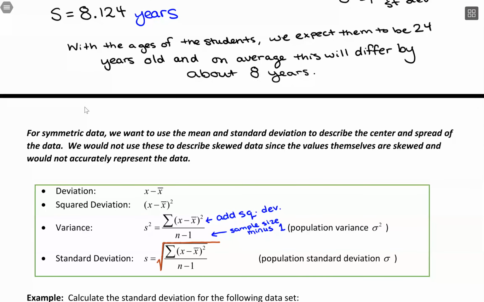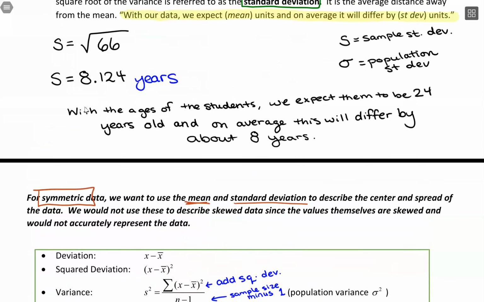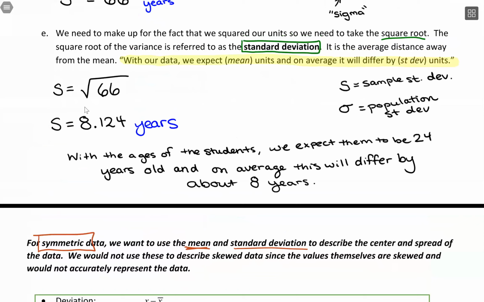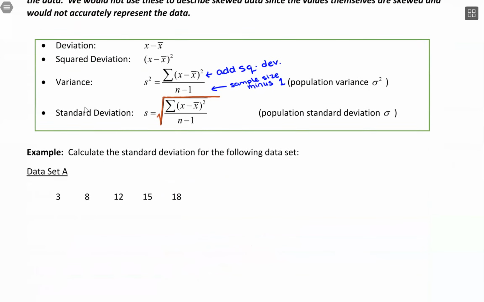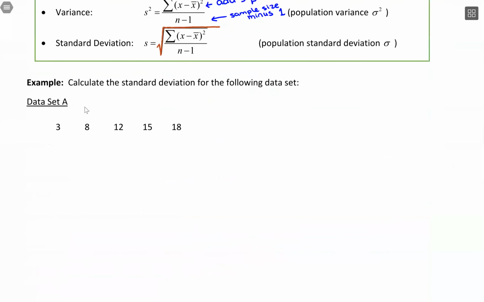So for symmetric data, which again, when we have skewed data, we're going to use the median and interquartile range, which we'll talk about later. But for now, with symmetric data, you would describe the mean and standard deviation, and you can use this kind of sentence structure here to help make a sentence relating those two values. So let's calculate the standard deviation for this following data set. I'll show you the breakdown one more time. I'll even show you a different way of organizing your work that can maybe help.